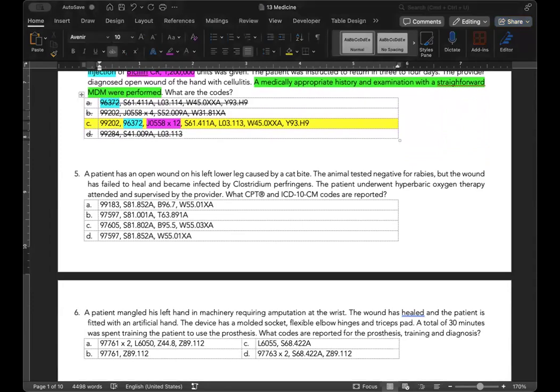Number 5. The patient has an open wound on his left lower leg that was caused by a cat bite. The animal tested negative for rabies, but the wound has failed to heal and it's become infected by Clostridium perfringens. The patient underwent hyperbaric oxygen therapy, attended and supervised by your provider. So what are our CPT and ICD-10-CM codes?